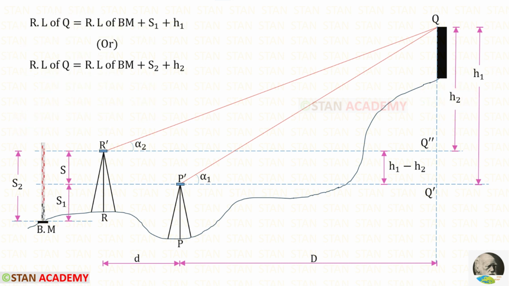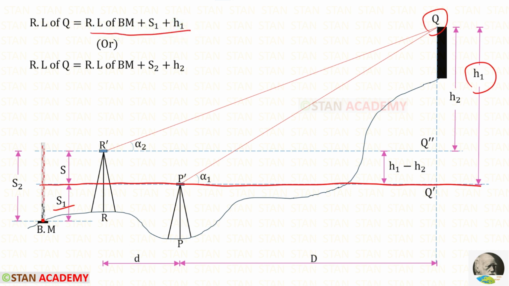To find the reduced level of the top of the tower, that is the point Q, we can use two methods. Let us see the first one. First, we have to add the reduced level of the benchmark with the staff reading S1 so that we will be in this line. Then to get the top of the tower, we need to add H1. So it will be reduced level of the benchmark plus S1 plus H1.